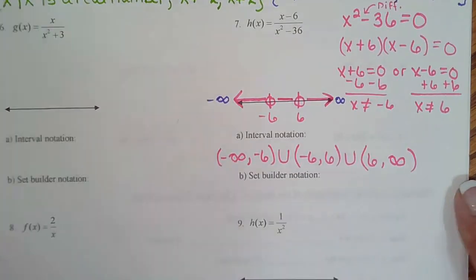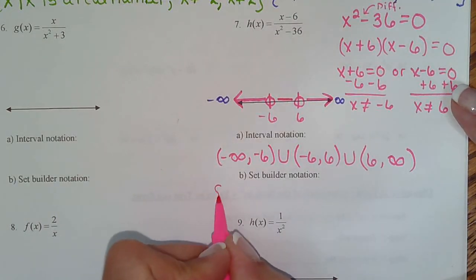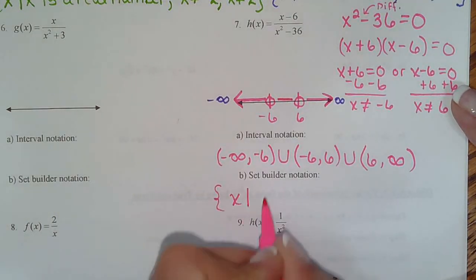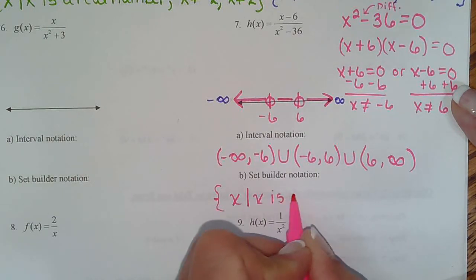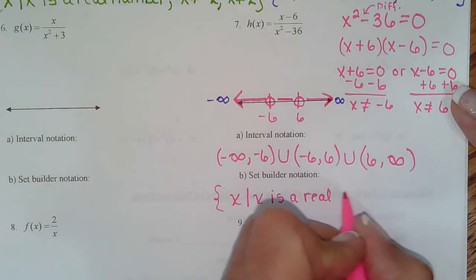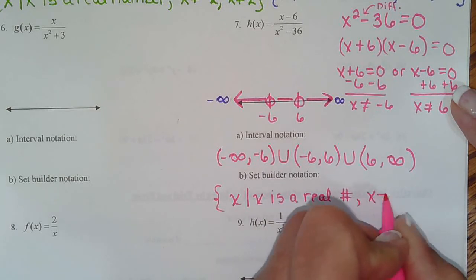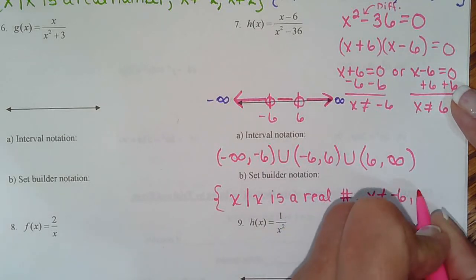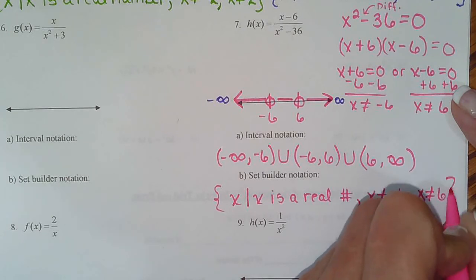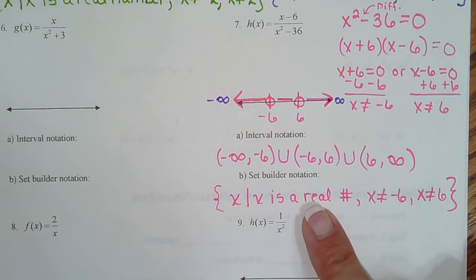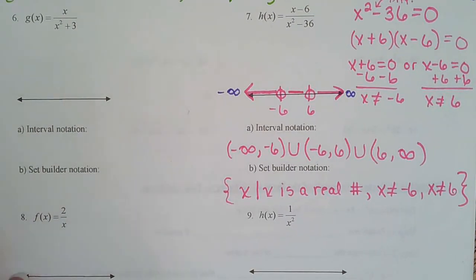So for set builder, we'd say for all x such that x is a real number, x cannot equal -6, x cannot equal +6. So this means any number in the whole world except those two. Anything else works. Fractions, decimals, repeating numbers, radicals, anything works, just not those two values because they make the denominator 0.